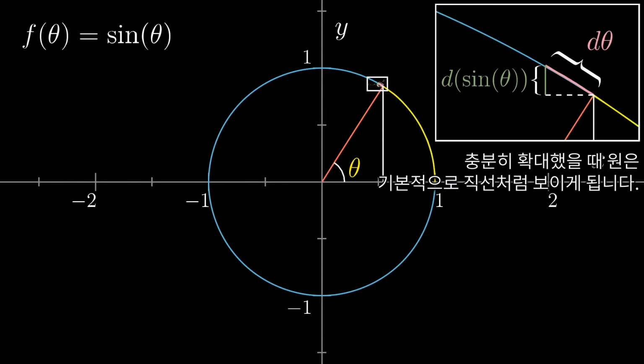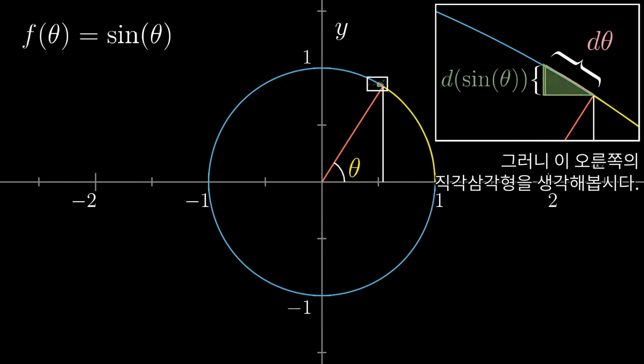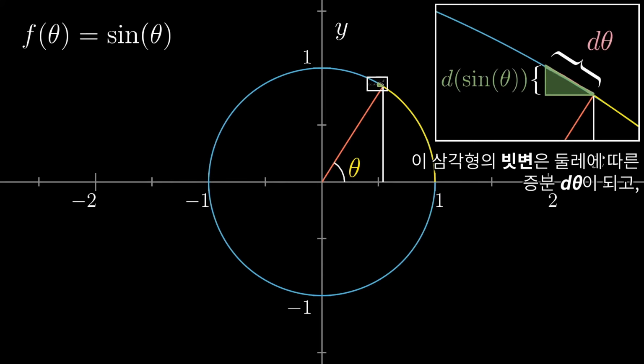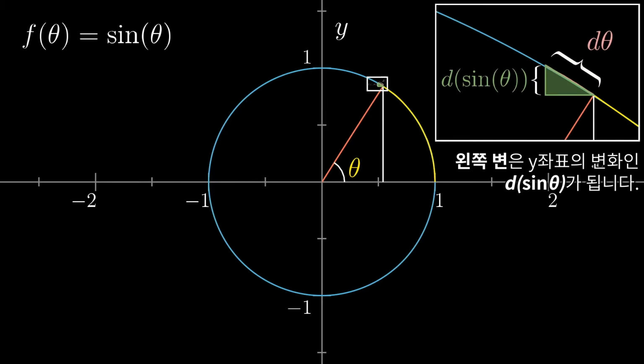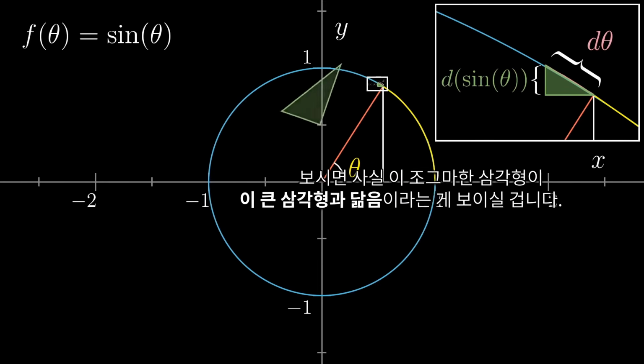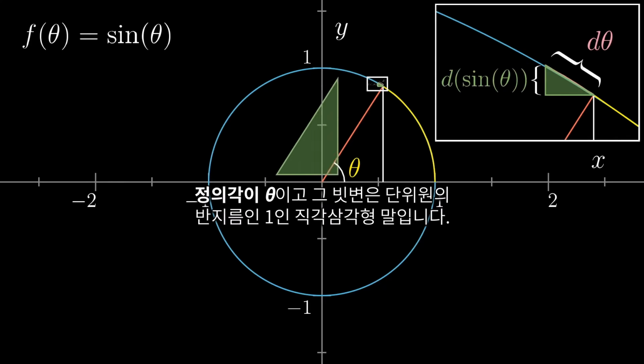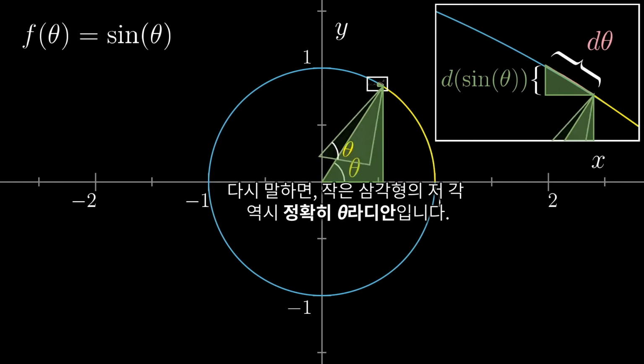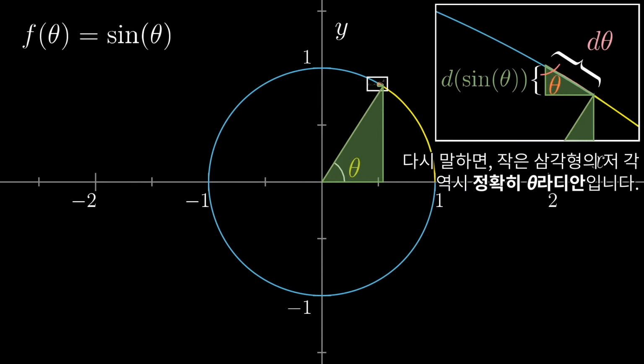Well, zoomed in close enough, the circle basically looks like a straight line in this neighborhood. So let's go ahead and think of this right triangle, where the hypotenuse of that right triangle represents the nudge d theta along the circumference, and that left side here represents the change in height, the resulting d sine of theta. Now this tiny triangle is actually similar to this larger triangle here, with the defining angle theta, and whose hypotenuse is the radius of the circle with length 1. Specifically, this little angle right here is precisely equal to theta radians.